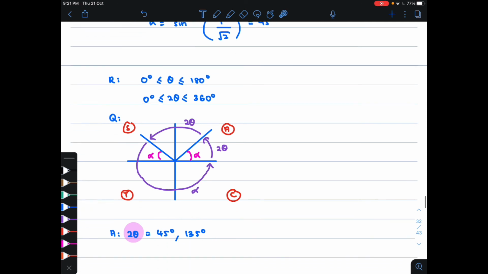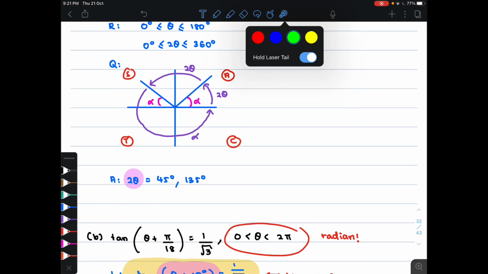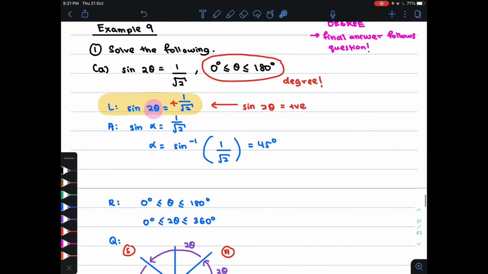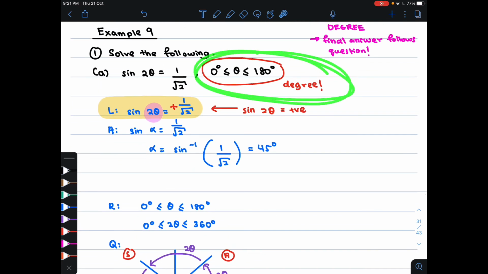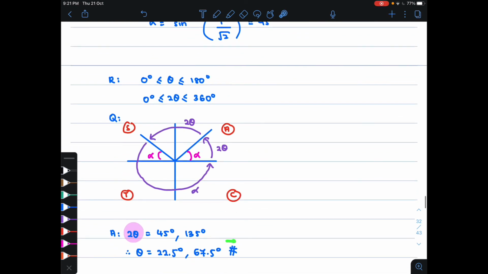But we're not done yet because we only want theta. So, to get theta only, divide everything here by 2. Therefore, theta is 22.5 degree and 67.5 degree. But don't forget to check with your question. Final answer should be in degree, which is this one. So final answer is in degree.